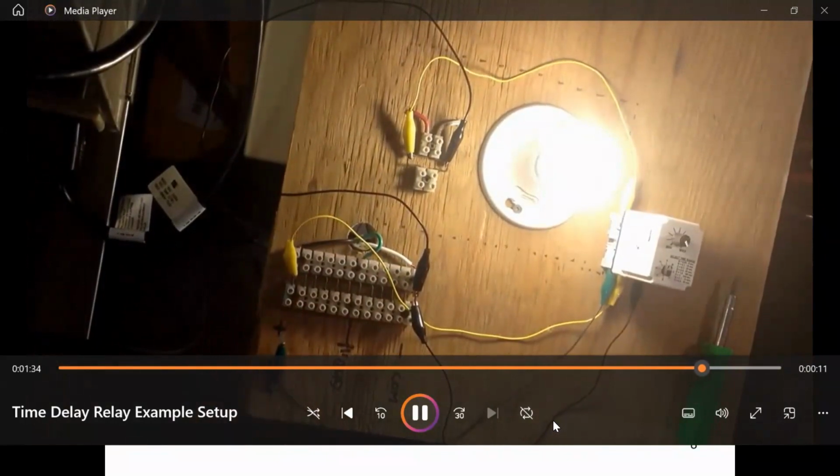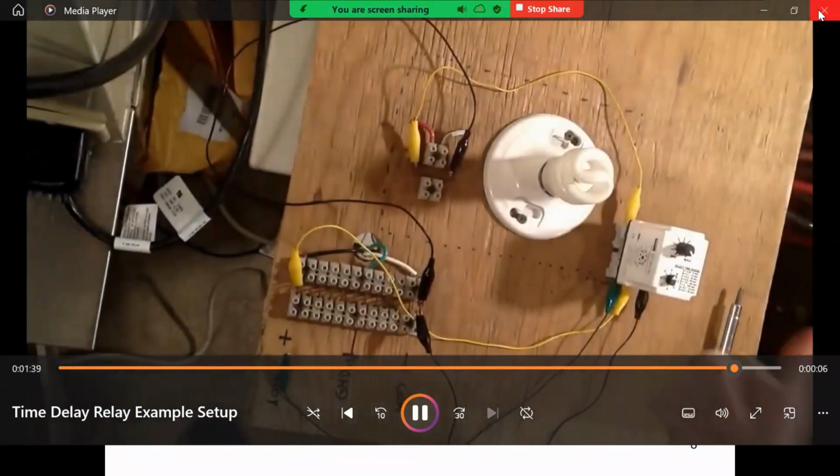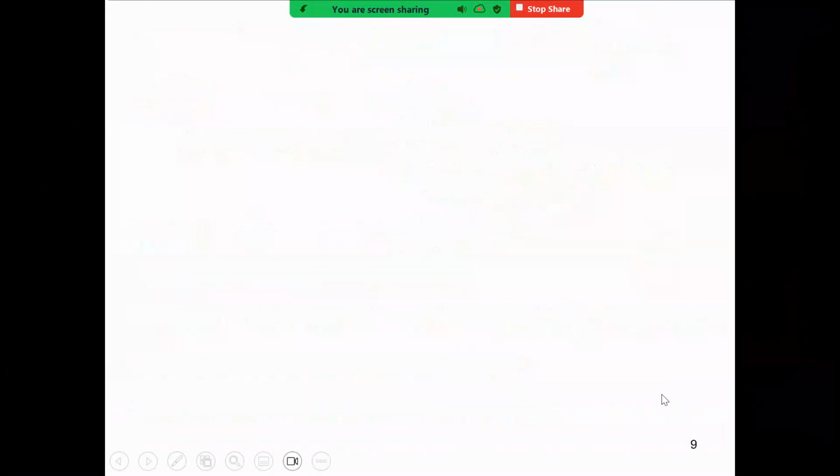So it's all disabled right now. It'll turn off after 5 seconds. Boom, we're done. That's a delay relay. Okay, that explains the meaning of D.